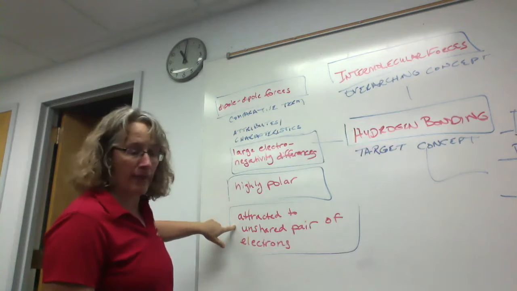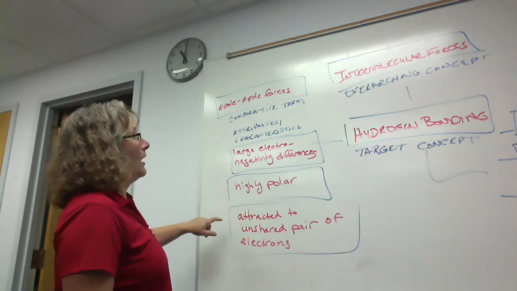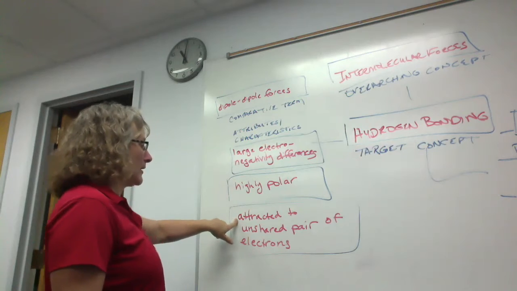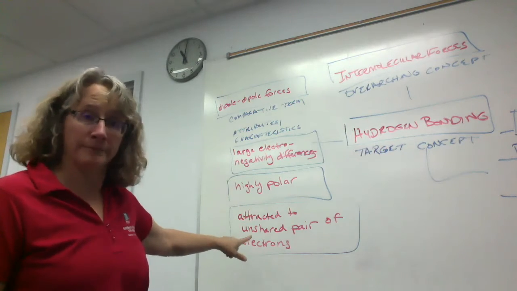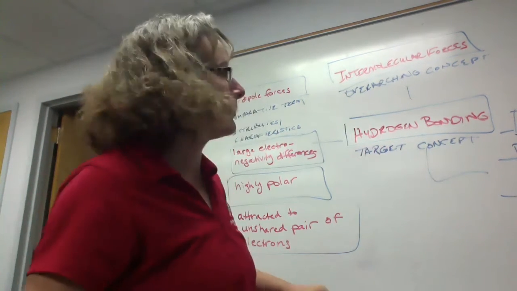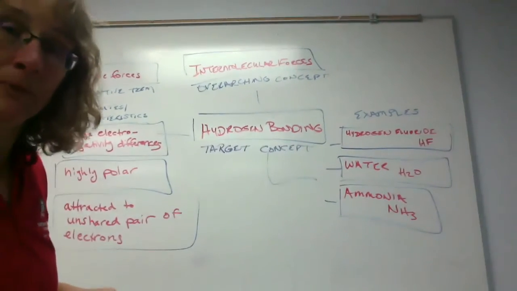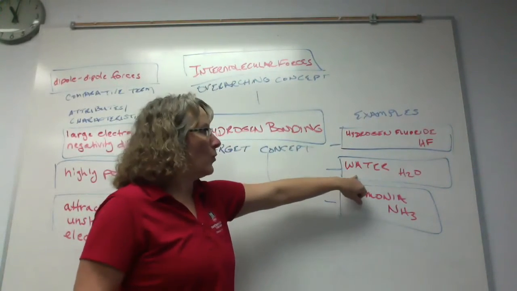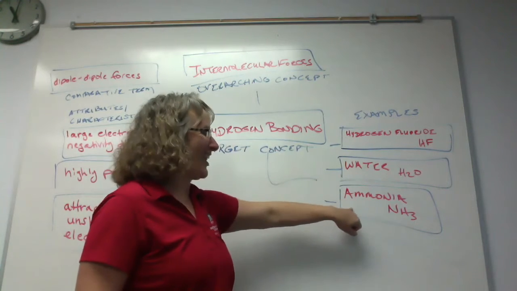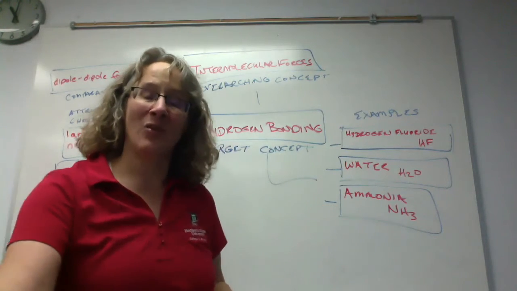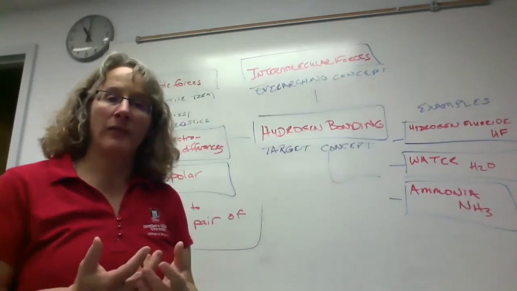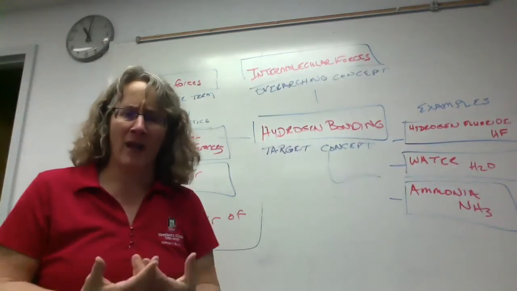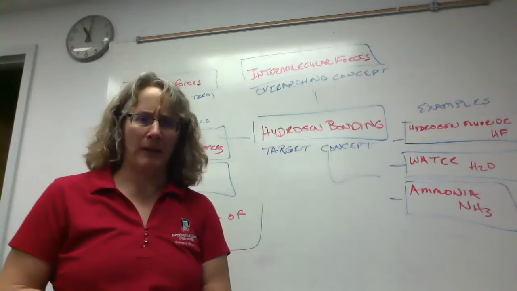Three characteristics of hydrogen bonding are a large electronegativity difference, it's highly polar, and the hydrogen atom that is connected to an electronegative atom is attracted to an unshared pair of electrons. Now we have some common examples in our everyday: hydrogen fluoride, HF, water, and ammonia. So in this case, the concept definition map really helps break down this idea of hydrogen bonding.